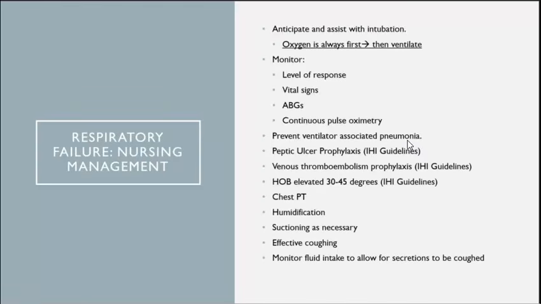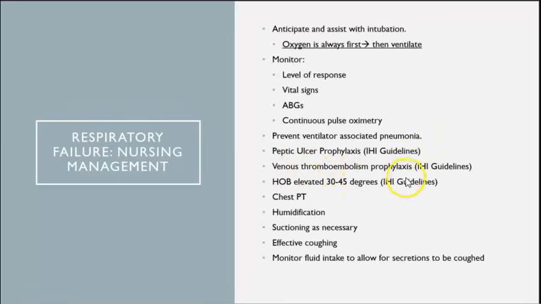Peptic ulcer prophylaxis. So your patient that gets intubated on a ventilator needs to have an H2 blocker or a PPI on board being given to them. When your body is in high physiologic stress, your body secretes massive amounts of cortisol. Cortisol is going to break down your stomach lining. And Lord forbid they get a peptic ulcer and it perforates while they're on a ventilator. That is the worst case. You don't want that to happen.